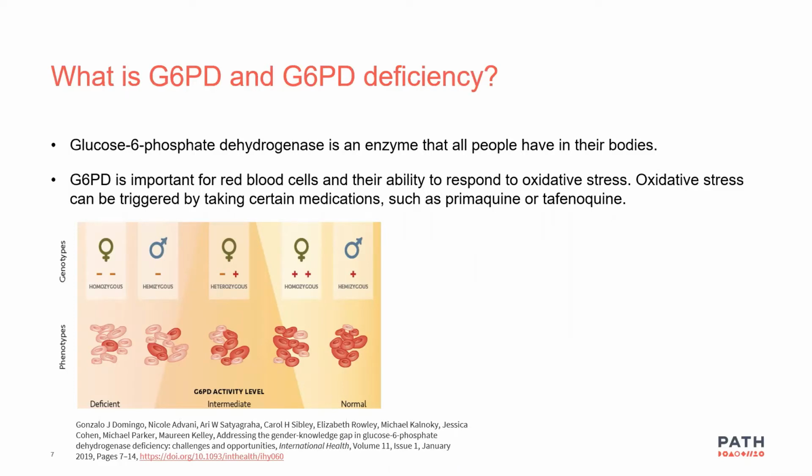G6PD is an enzyme that everybody has in their bodies, and it's important for red blood cells and our ability to respond to oxidative stress, which can be triggered by taking certain medications. In this case, we're going to talk a lot about G6PD testing in the context of malaria case management, such as primaquine or tafenoquine.